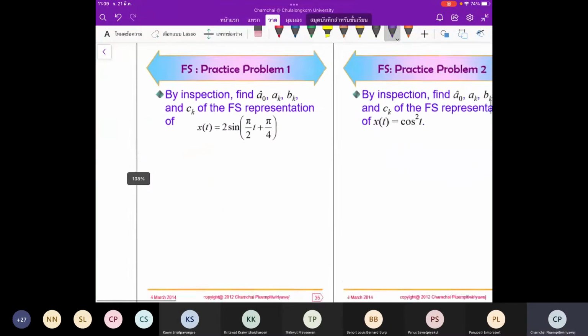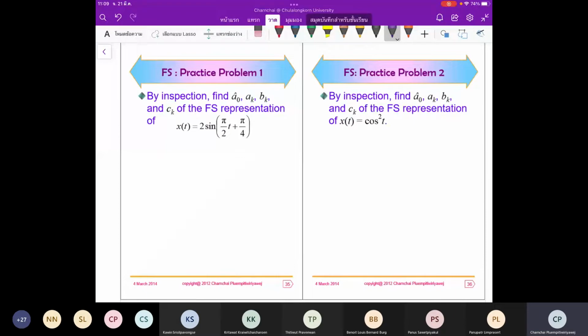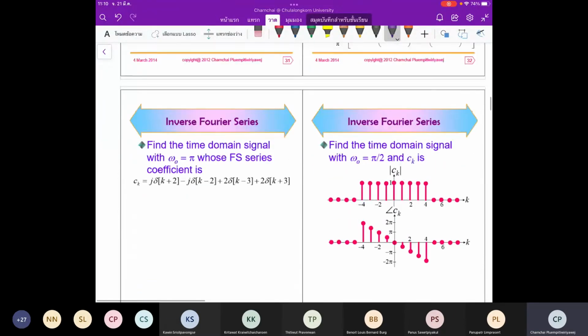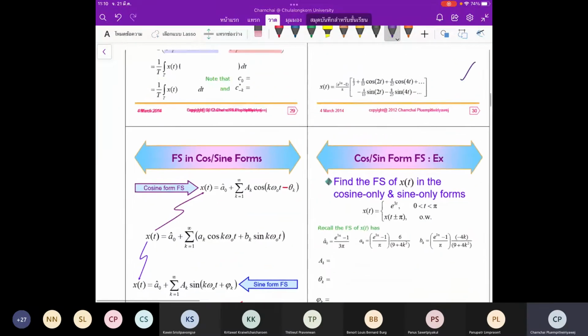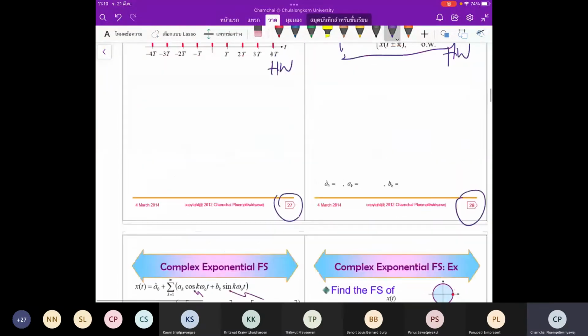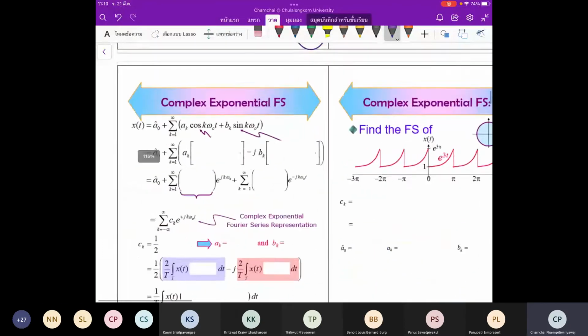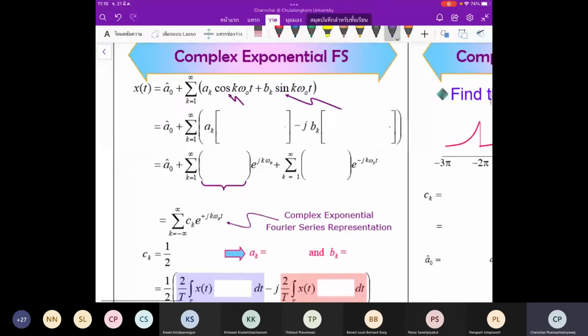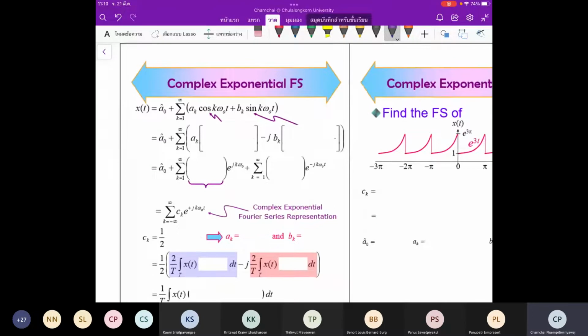Okay, how about we find the Fourier series by inspection? Or maybe you should take 2 minutes. 20 minutes. Can we talk about that? Well, maybe I'll teach you now. You can do homework later. Now let's talk about complex exponential Fourier series.